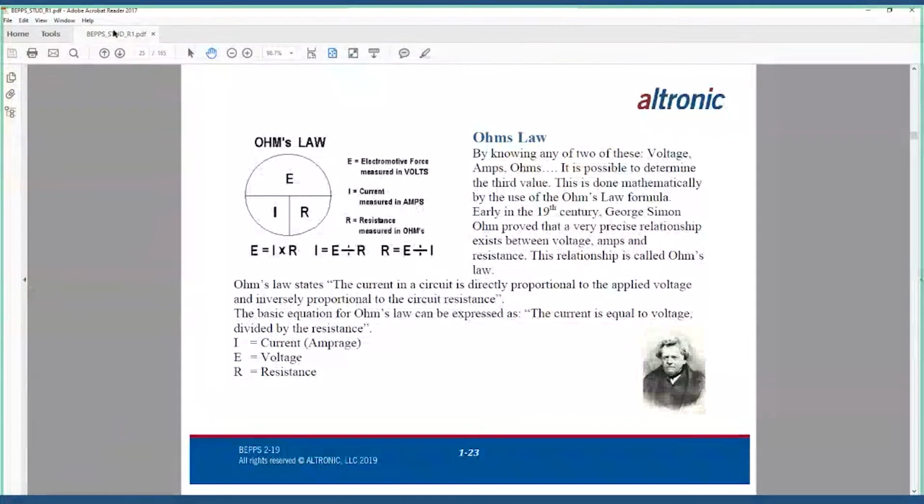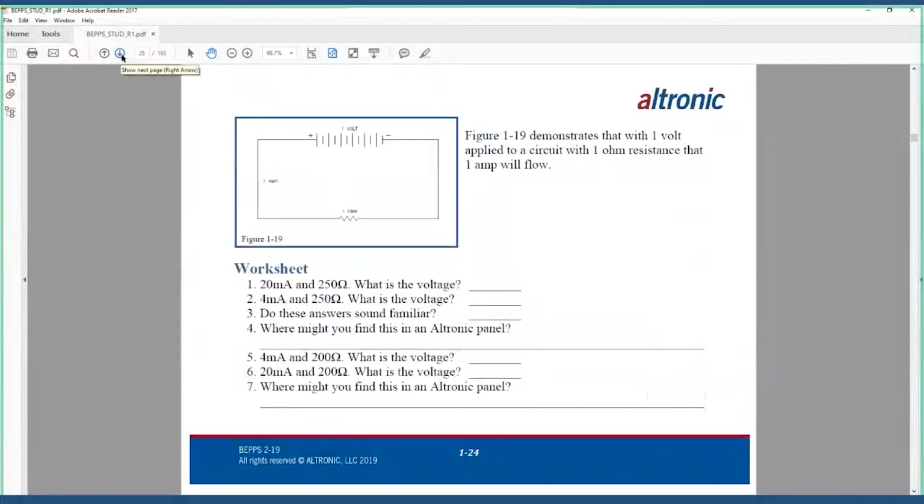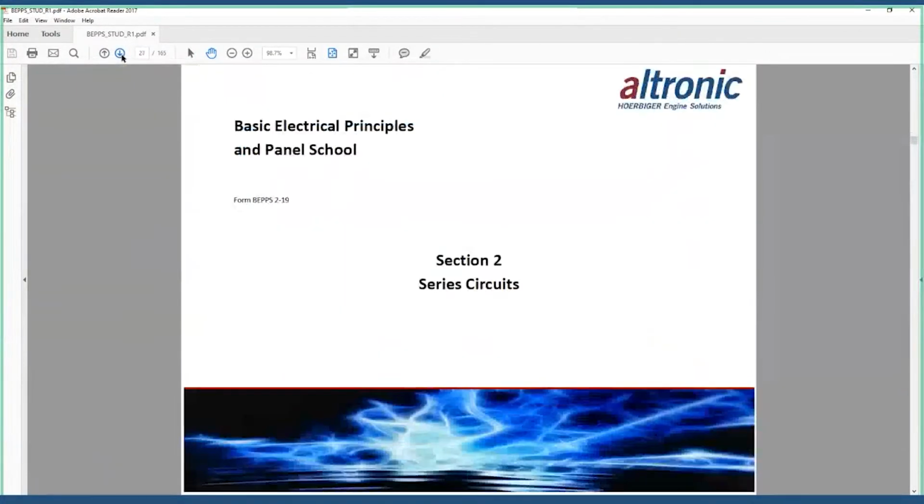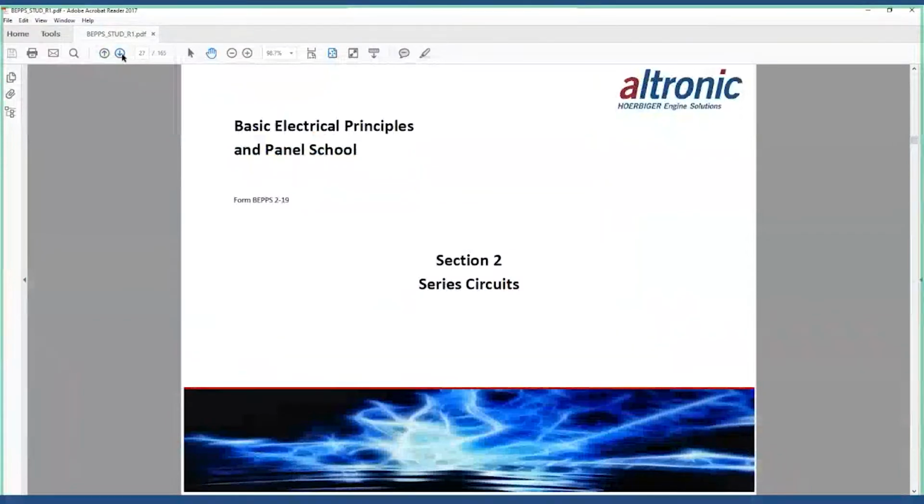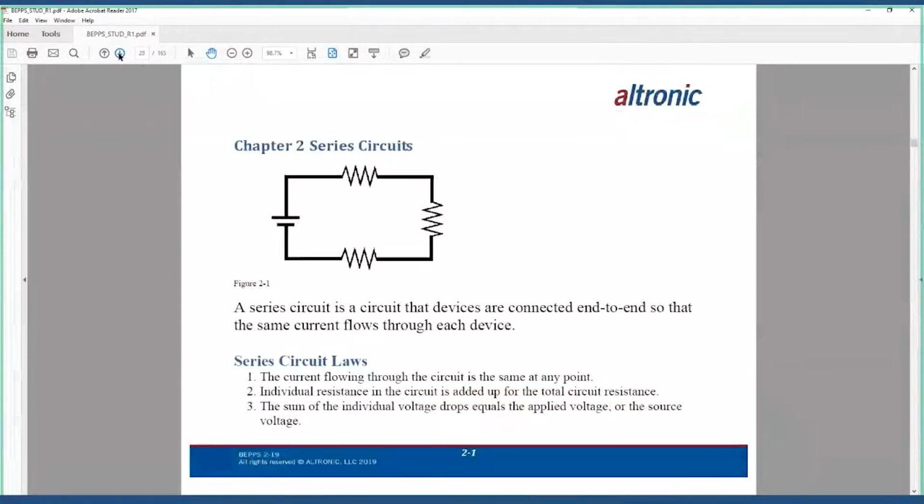So what we're not going to have today, and I'll just keep this screen on if y'all can still see okay, what we're not going to have today is the ability to actually build these circuits and measure them out with a voltmeter.